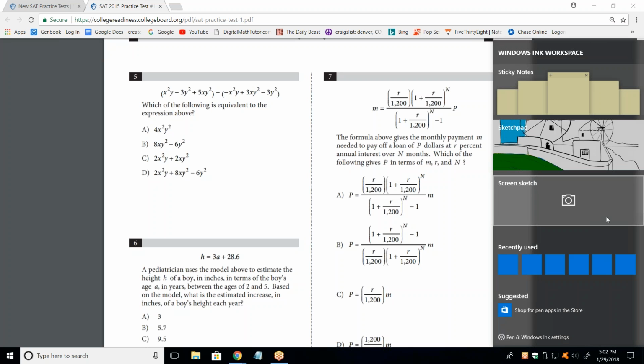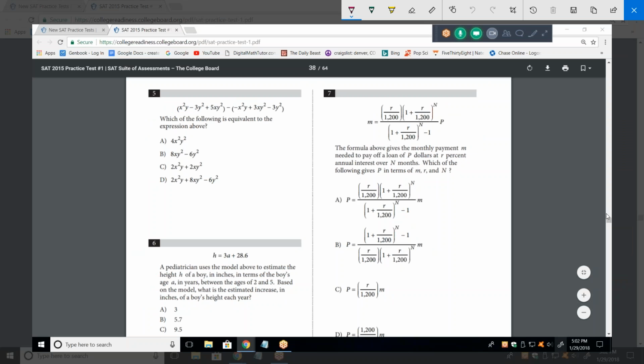I just lose memory as to when I started.